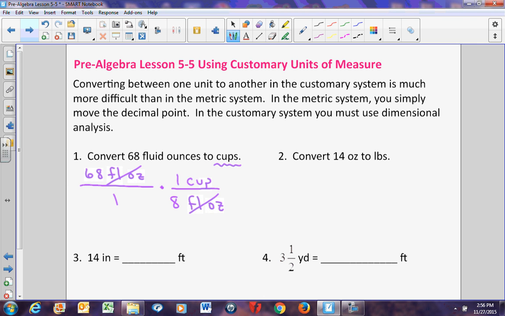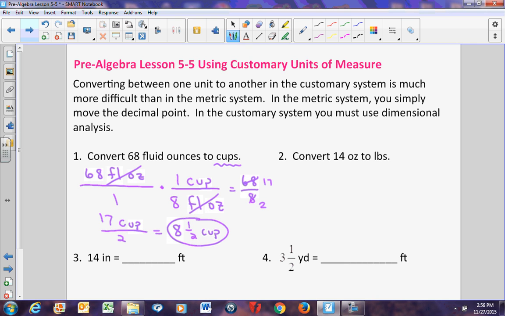Now I just need to divide. Okay? I know that 68 over 8 can reduce. I know that 2 will go into both of those, but I also believe 4 will go into both of those. 4 will go into 8 twice, and 4 will go into 68 17 times. So I now have 17 over 2, 17 cups over 2. So that's going to be 2 goes into 17 8 times, 8.5 cups. So 68 fluid ounces is 8.5 cups.